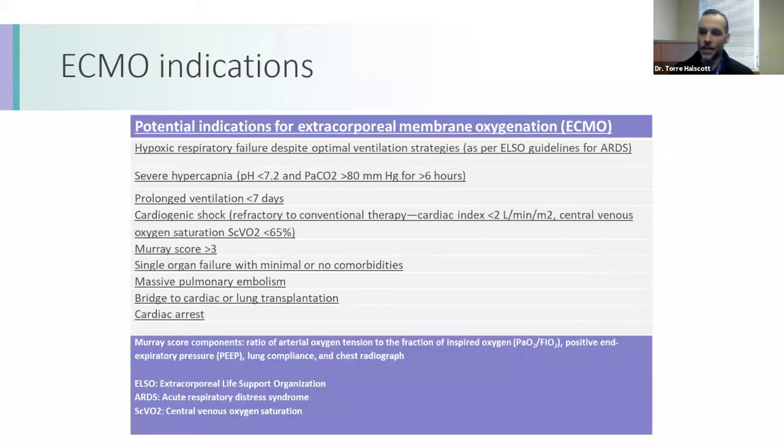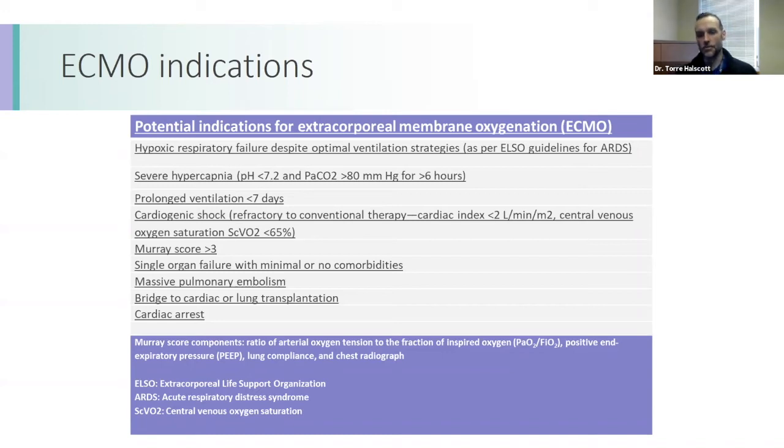These are some indications for ECMO. This is from ELSO, the Extracorporeal Life Support Organization, which is kind of the governing body for ECMO oversight. I'm not going to belabor these. If you look at them real quickly, there's a lot of things we talked about. So significant respiratory failure despite optimal ventilation, severe hypercapnia, so retention of CO2 for longer than 6 hours, prolonged ventilation of less than 7 days though.